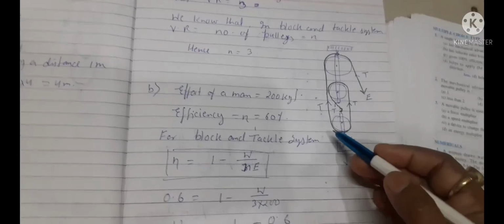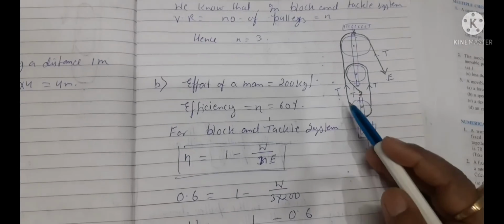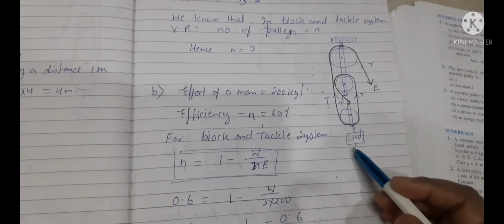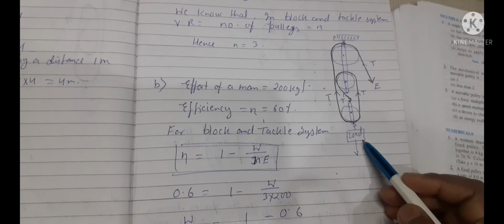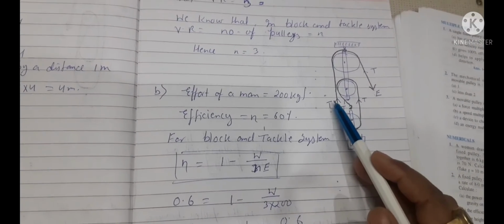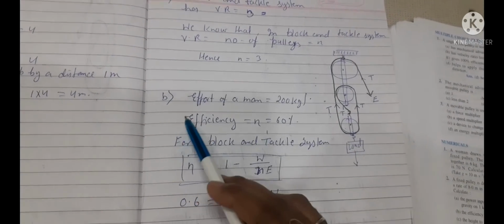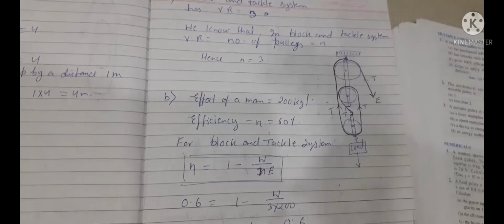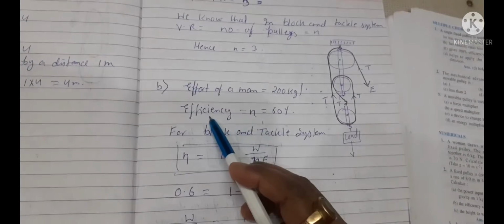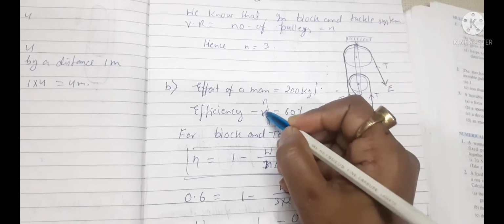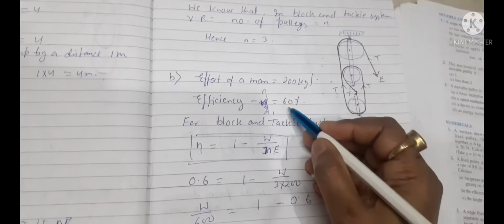Bottom one is connected. So how many strands are handling this load? 1, 2 and this one, the middle one, which is connected with the hook. So 3. It means this load is divided into 3 parts, means load is just triple of the tension force. Now question B, the effort of a man, that man can apply effort that is 200 kgf, and efficiency eta, this is not n, this is eta, is equal to 60%.